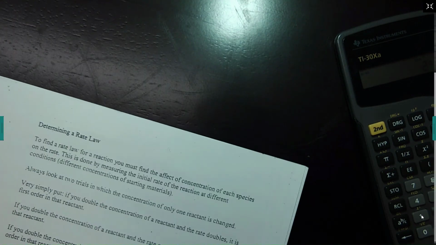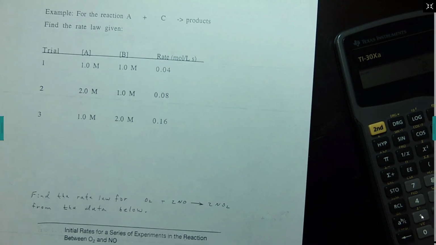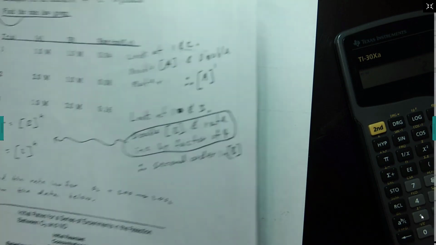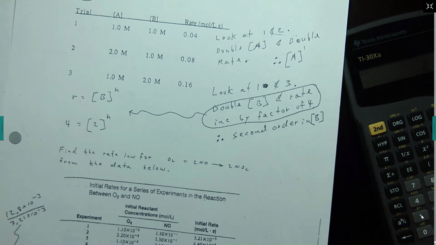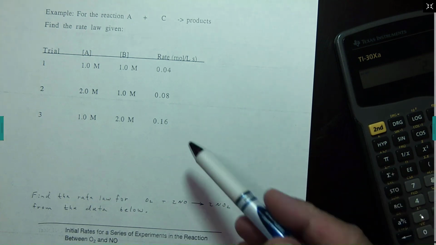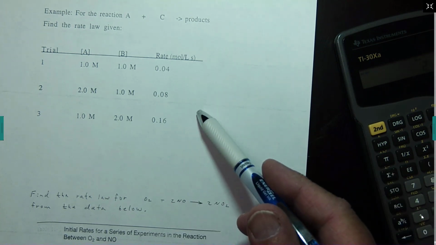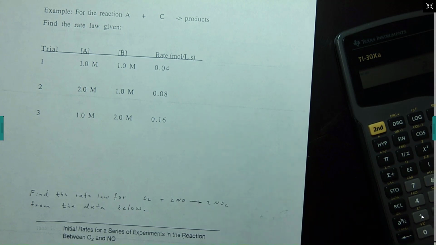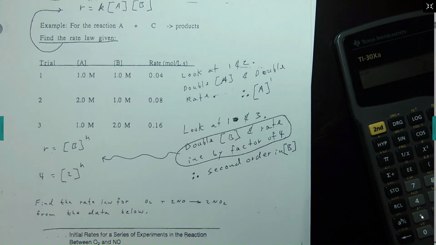There's two more examples here. I don't think I'm going to have enough video time to go through them both, but the notes I gave you have the solutions on them. So you might want to tackle these on your own. See if you can find the rate law for this one. See if you can find the rate law for this one. And again, the answers are on the back of the note packet that I gave you.